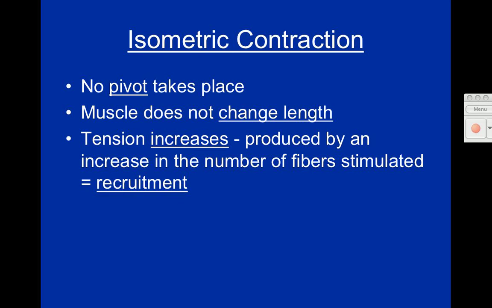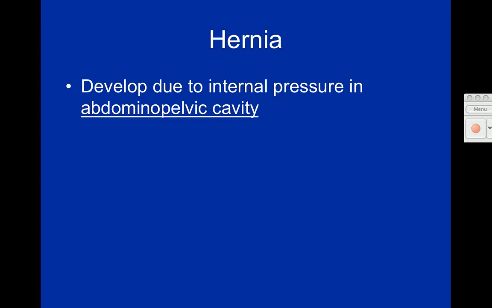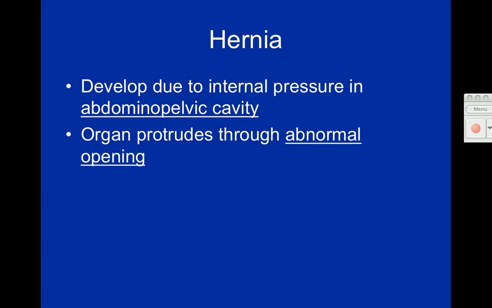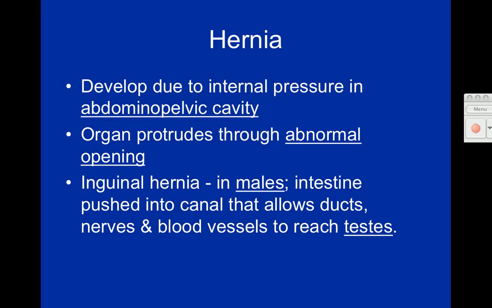Now, there are a couple of things with regards to muscle contractions that I want to talk about here for a second. The first one is a hernia. A hernia is something that develops due to internal pressure in your abdominal pelvic cavity. A hernia can be an organ protruding through an abnormal opening in the muscle wall. In fact, males are susceptible to something called an inguinal hernia, and this is where the intestine gets pushed into the canal that allows different things to reach the testes.